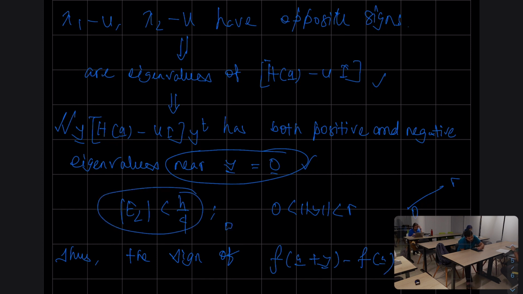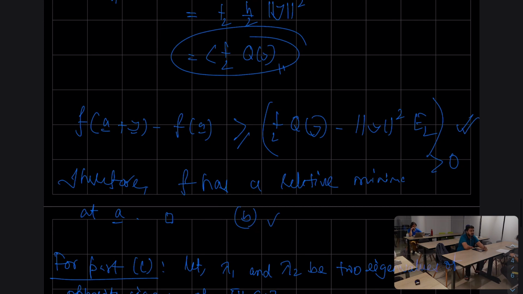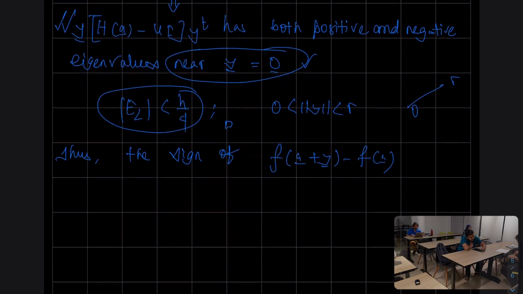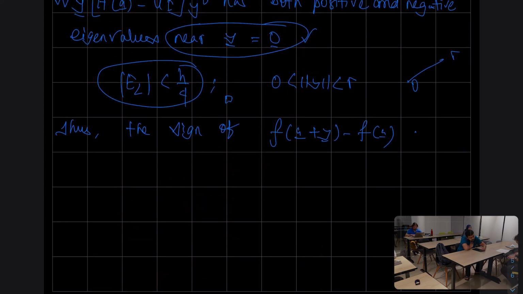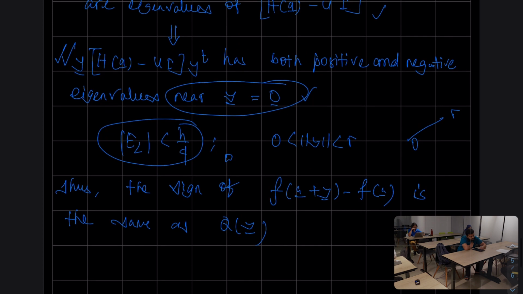because for this to be true, the same argument that we ran before we will run here, so we can write this line. So therefore the sign of this is the same as Q of y, which is essentially this thing, which means it's a saddle, because it is neither positive nor negative, meaning it could be positive, it could be negative.